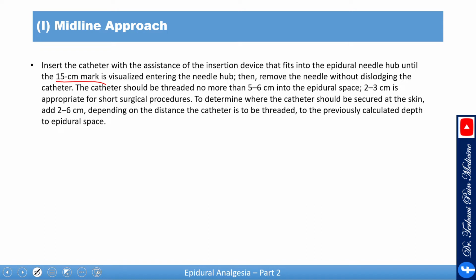The catheter should be threaded no more than 5 to 6 centimeters into the epidural space. 2 to 3 is appropriate for a short surgical procedure. To determine whether the catheter should be secured at the skin, add 2 to 6 centimeters, depending on the distance the catheter is to be threaded, to the previously calculated depth to the epidural space. I usually do 5, and that will give me some spare space if I want to pull the catheter back eventually, and we'll talk about that.